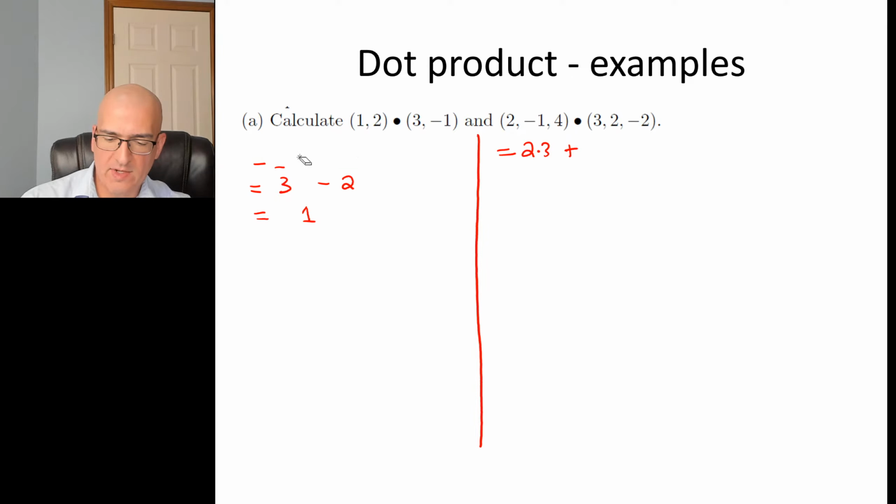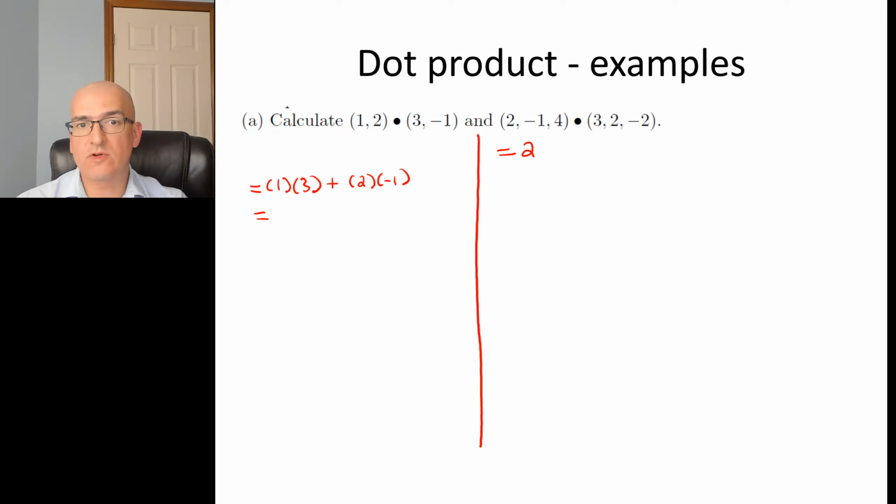I'm going to go back and rewrite that first one, because I don't want to use the dots anymore for multiplication. I'll use brackets. So 1 times 3 plus 2 times negative 1. Just so there's no confusion about, well, can you take the dot product of two scalars? No, you can't. So 3 minus 2 is 1. Okay, just a different notation for the same answer.